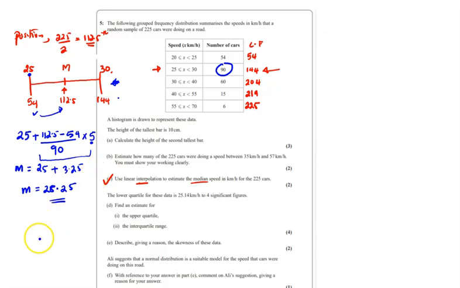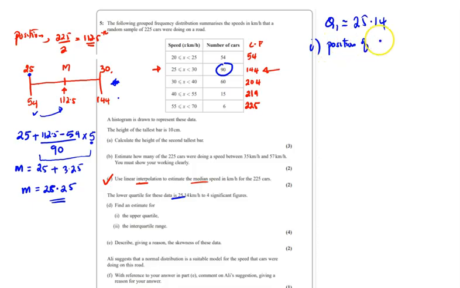Then we go to the next part. Part D, we have the lower quartile Q1. They've told us that Q1 is equal to 25.14. Now they want us to find the upper quartile and then the interquartile range. Now we know what's the position. So we're looking at the first part of D. What's the position?